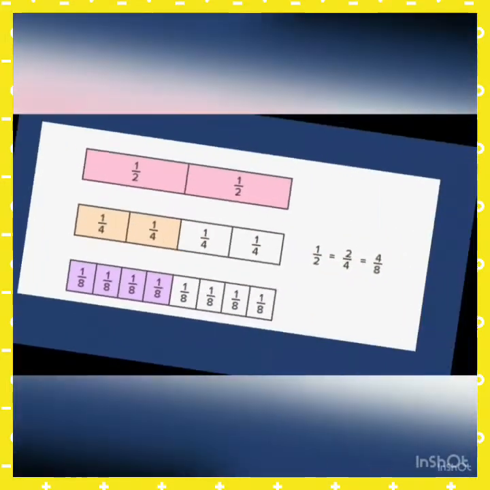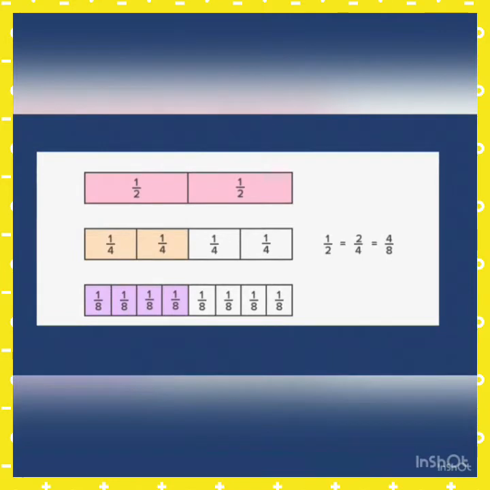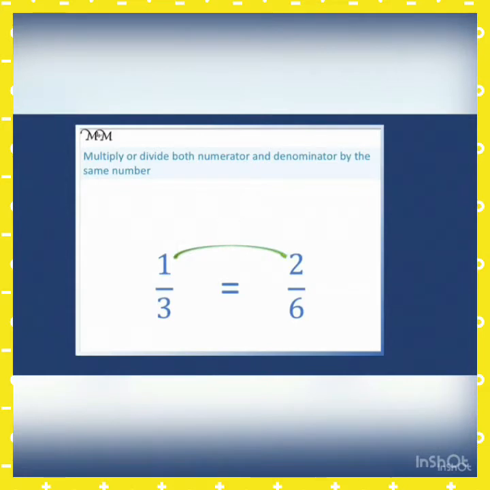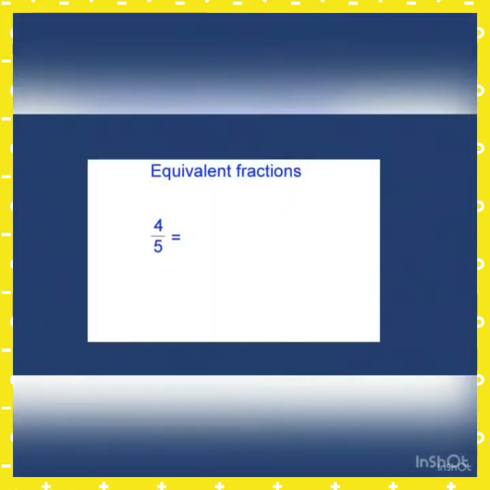You can better understand with the help of this pictorial presentation. Every time you multiply or divide both numerator and denominator by the same number, you will get an equivalent fraction. Look here, if you multiply numerator and denominator of 1/3 by 2, you will get 2/6. Similarly, if you divide numerator and denominator of 2/6 by 2, you will get 1/3.